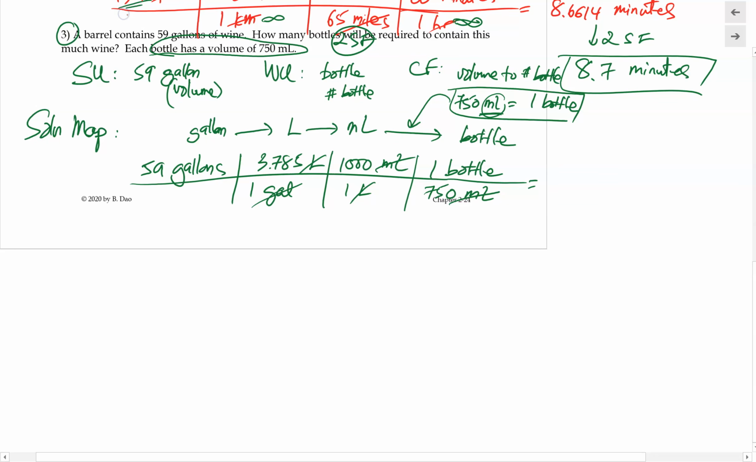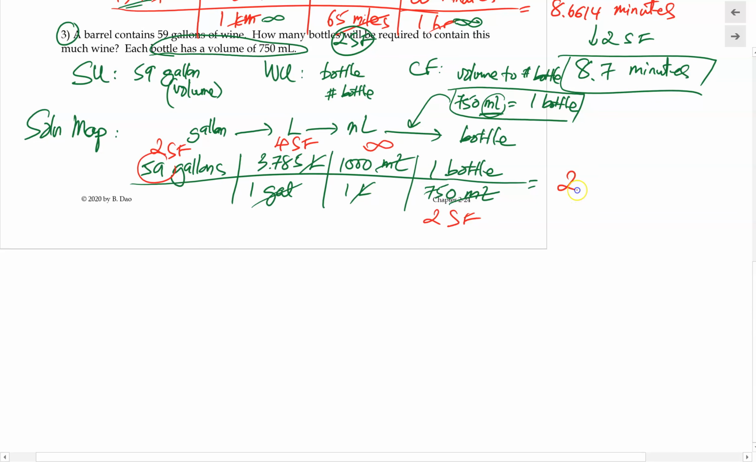And lastly, let's now round this. So in this case, we have 59, and because this is a volume measurement, it has 2 significant figures, and this one has 4 significant figures. This one has an infinite amount of significant figures since it comes from a definition, and this one, the volume of a bottle, is a measurement value and has 2 significant figures. So we need to be rounding this to 2 significant figures.